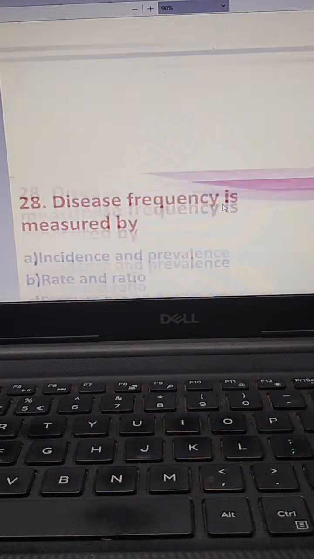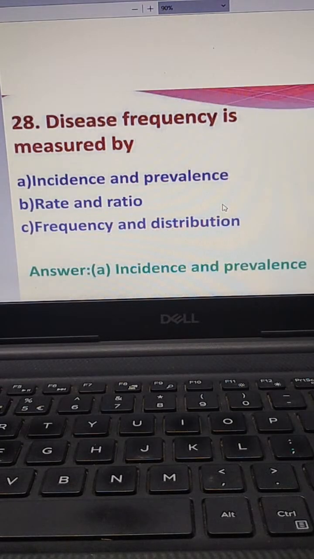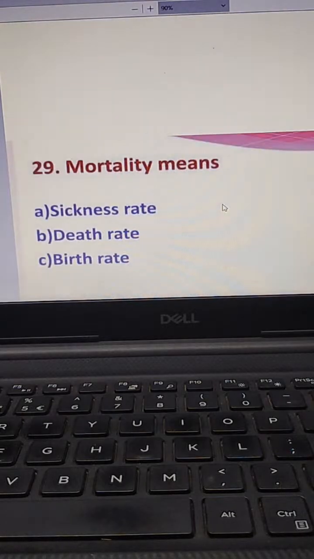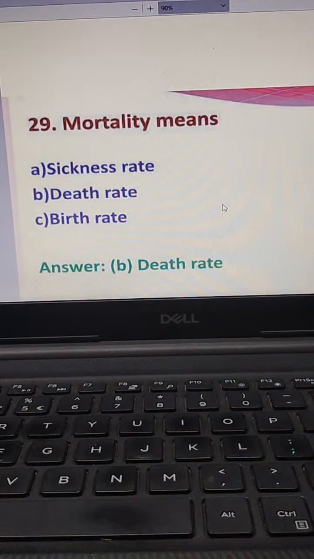The next question. Disease frequency is measured by incidence and prevalence, rate and ratio, frequency and distribution. The answer is incidence and prevalence. The next question. Mortality means sick rate, death rate, birth rate. The answer is death rate.